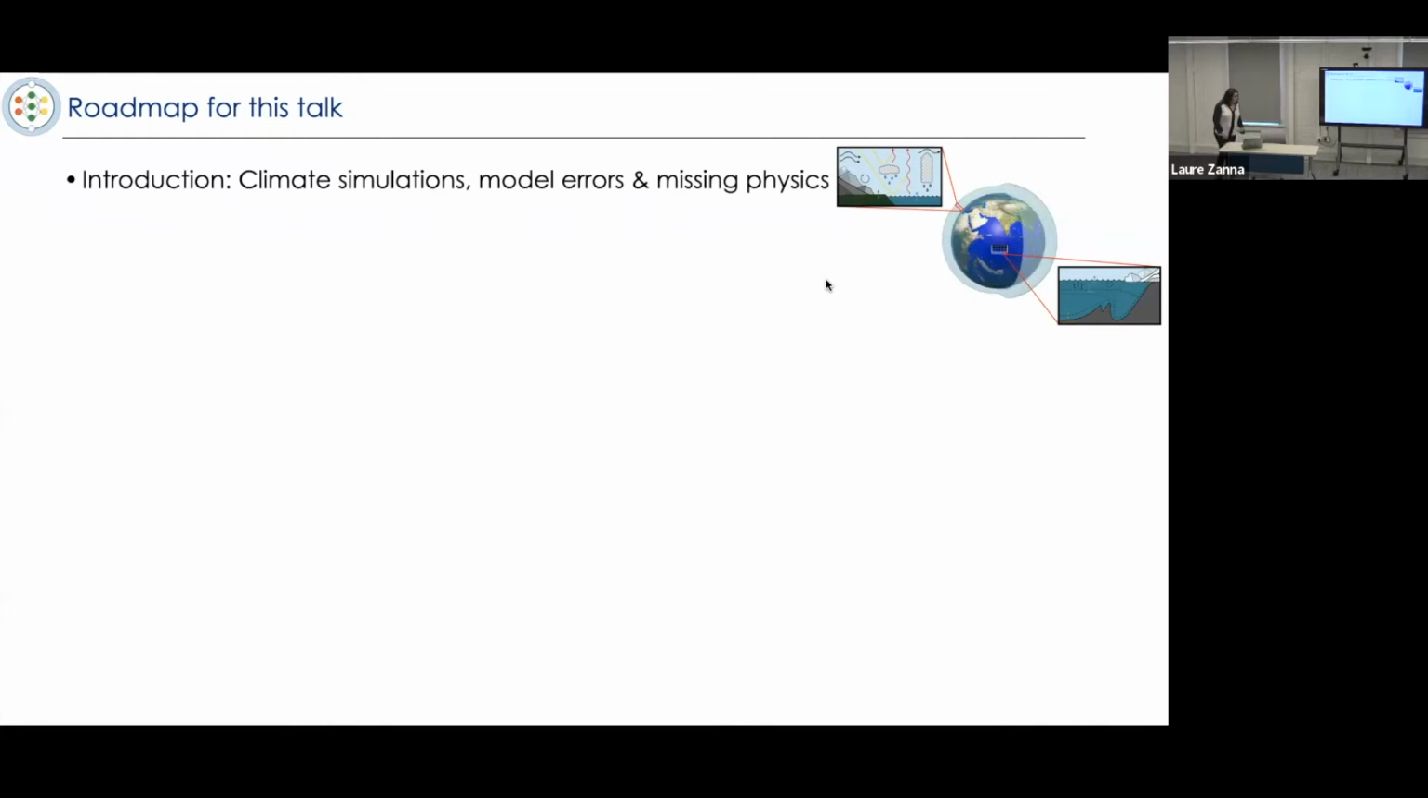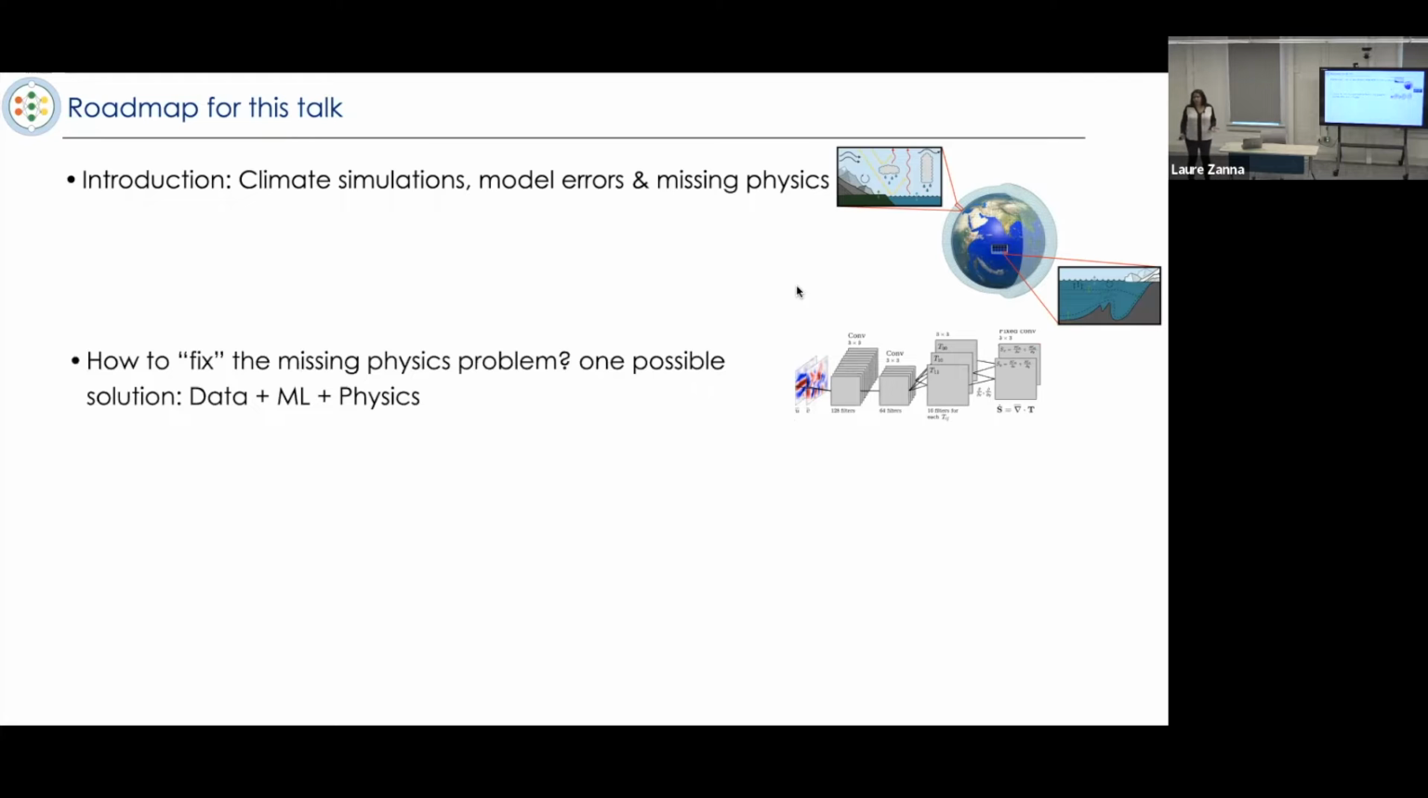Okay, so a little roadmap. I'm going to start with a little bit of an introduction, telling you a little bit about what climate simulations are, what model errors are, why we care, why they matter, and talk a little bit about missing physics, which is what we're going to try to capture with ML.